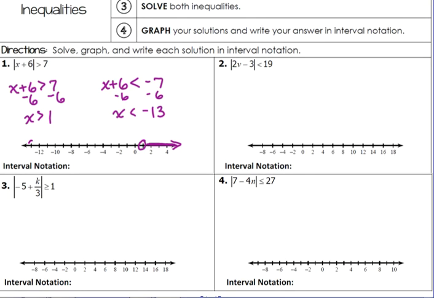Okay? Negative 13 is over here, less than negative 13. Okay, negative 12 is right there. Negative 12 is not less than negative 13, so I need to go the other way.